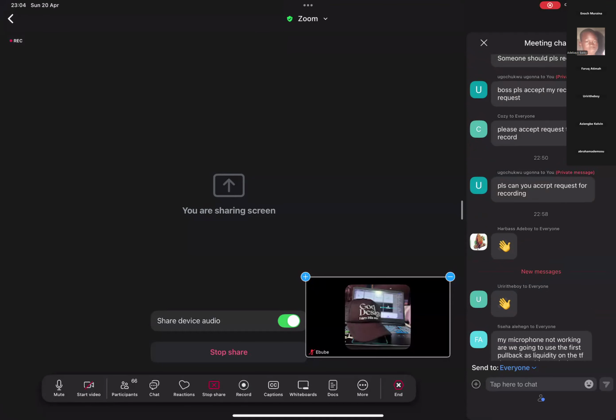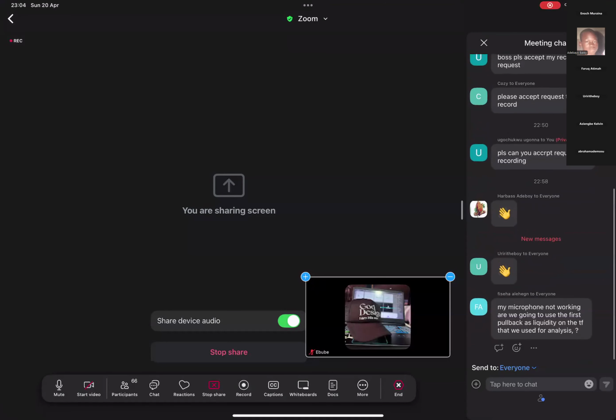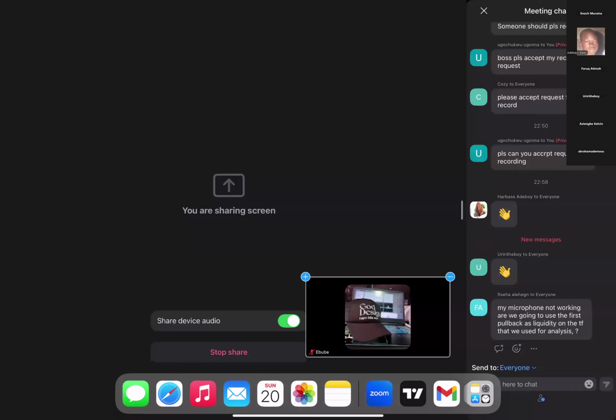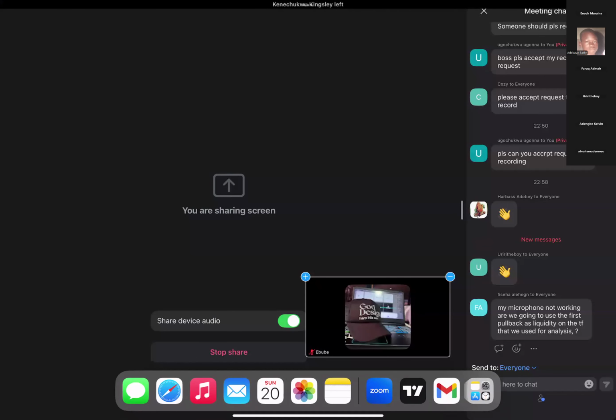Another person. Let me just try. The first pullback, if you analyze in 5 minutes or 15 minutes time frame, you can see the first pullback there. If you don't see the first pullback there, then there is no pullback for it, maybe just manipulation. But on the time frame you use to analyze, 15 minutes time frame, the liquidity should be visible there.